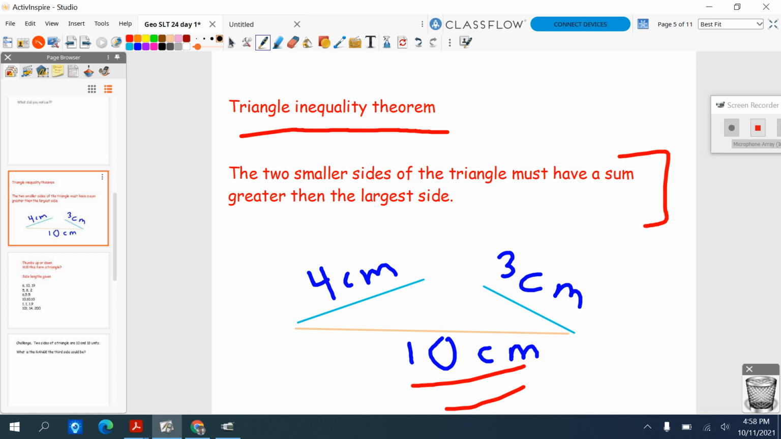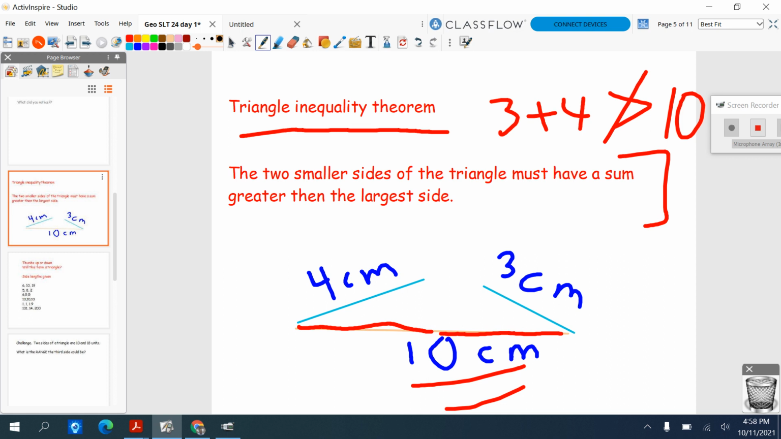So here's an example where 3 plus 4 is not greater than 10. It can't be equal to 10 either. If it was equal to 10, like 6 and 4, it would form an exact straight line. But as soon as you try to move it up to form 3 sides, it wouldn't work. So it can't be equal.